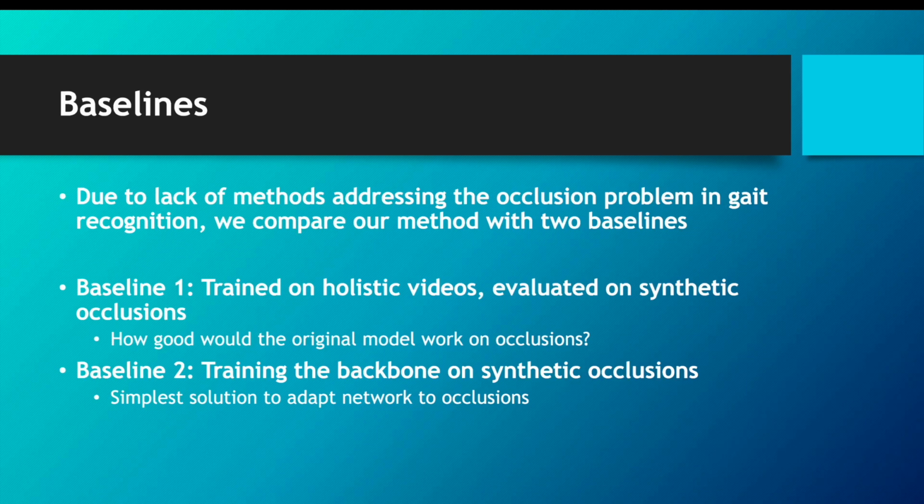And there are not many works currently focusing on occluded gait recognition, so we come up with our own two baselines. Baseline 1 is a network trained on complete videos and evaluated on synthetic occlusions without any occlusion awareness, and this answers the question, how well would the original model work on occlusions. Baseline 2 is the same network trained on synthetic occlusions. It's basically the simplest thing we can do to adapt the network to occluded data.